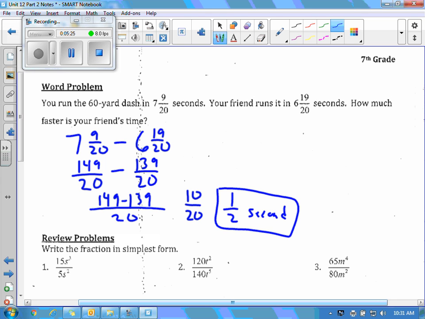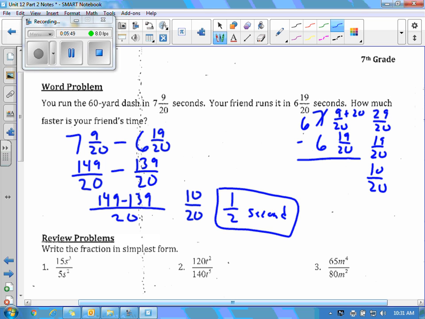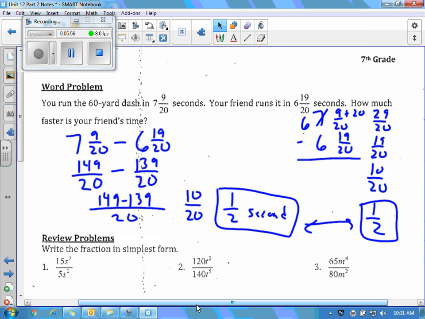Another way to do this is if I want to write these vertically, 7 and 9/20 minus 6 and 19 over 20. I start with the fractions. I can't do 9 minus 19, so I would need to borrow. So that would become 6. I add 20 to this, so I'd have 29 over 20 and 19 over 20. So subtracting those would give me 10 over 20. 6 minus 6 is 0, so I need to reduce that to 1/2. Either way will get you the same answer.